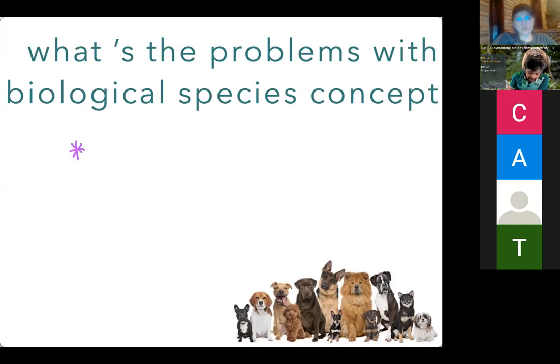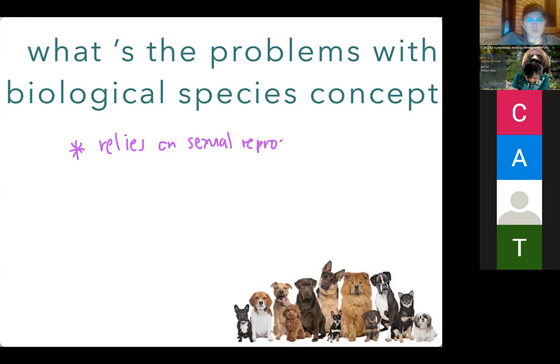So the first problem is that it relies on sexual reproduction. The whole biological species concept relies on reproductive isolation, meaning you want the organisms to have sex. If the sex is not happening, then you don't get to define the species concept, right?